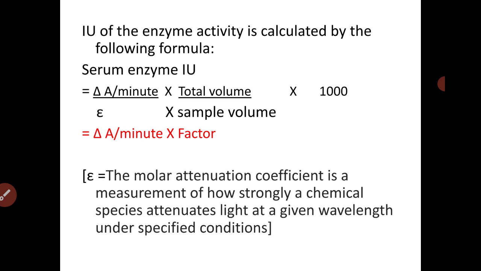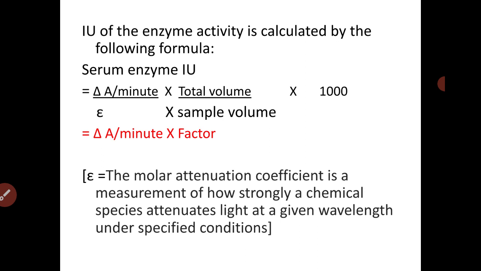This international unit of the enzyme activity is calculated by using the following formula, which is delta absorbance per minute, that is change in absorbance per minute, divided by molar absorptivity constant or molar attenuation coefficient. What is molar attenuation coefficient? It is the measurement of how strongly a molecule will attenuate light or absorb light. It is an intrinsic property of that molecule, and it is constant for that molecule at specific conditions.